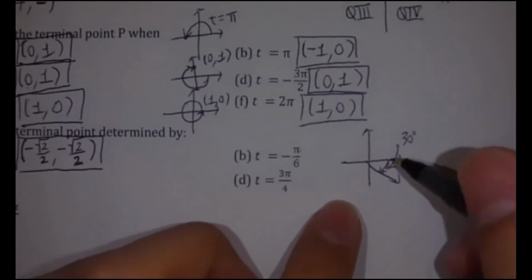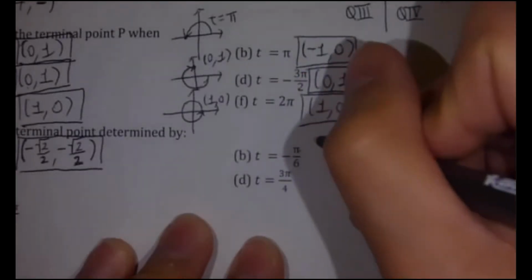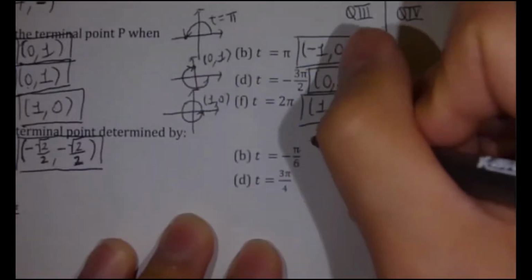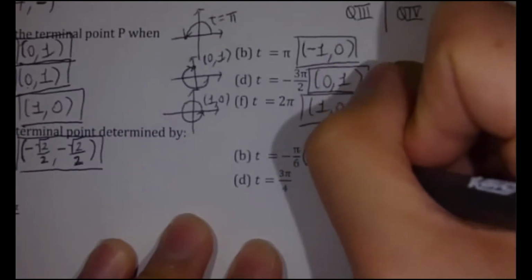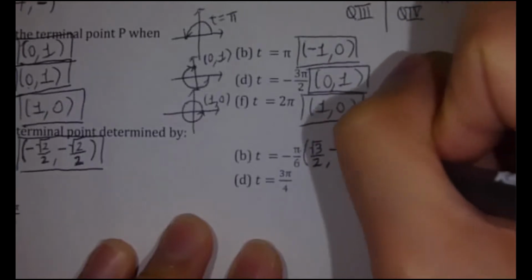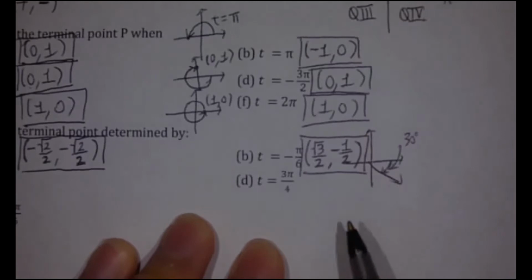Okay, but the only thing we have to adjust for is the sign. So here it's positive in this quadrant, positive x coordinate, and negative y coordinate. So this is going to be equal to root 3 over 2, that's positive x coordinate, and negative 1/2. Okay, that's your answer to part B. So root 3 over 2, comma, negative 1/2.